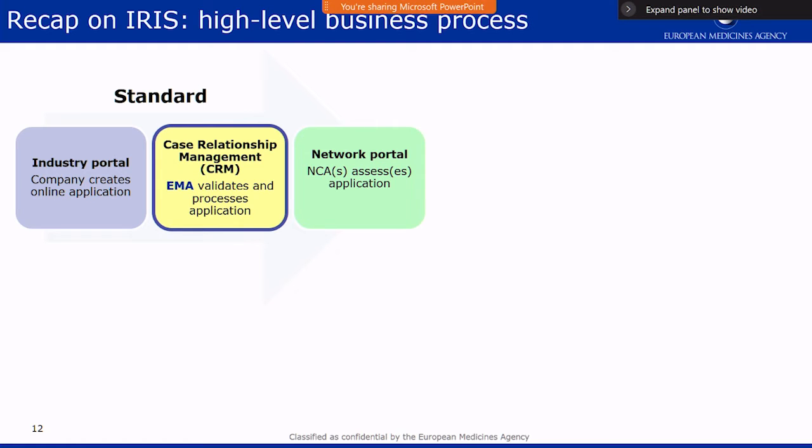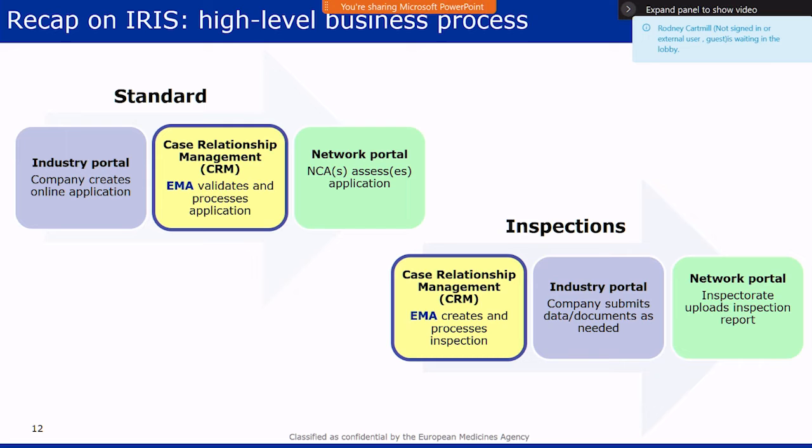And then what we do is we expose the necessary information to the network, so to NCAs, who might need to put together an assessment report, or in the case of inspections, an inspection report, and we do this via the network portal. The difference between the standard flow of information and the inspections flow is that, as you know, inspections are not triggered by industry. Inspections are triggered by regulators. So you can see that here we have inverted the order of the first two boxes, and the flow starts with EMA creating an inspection case in CRM and then pushing it to process the inspection.